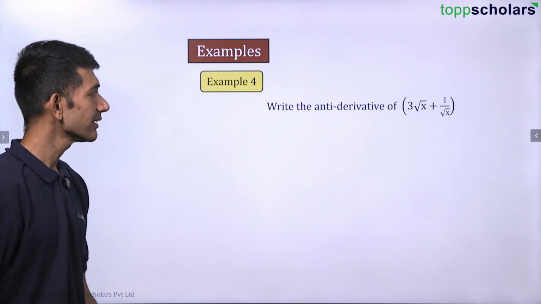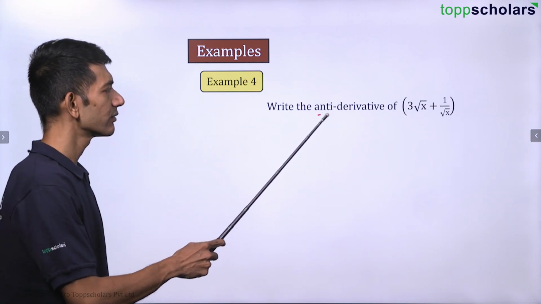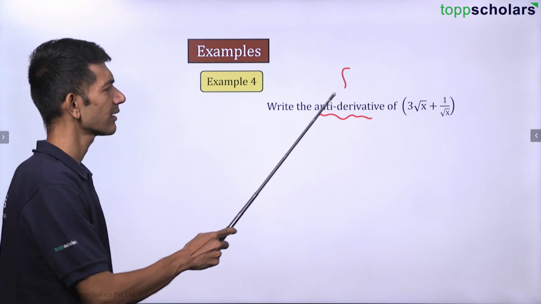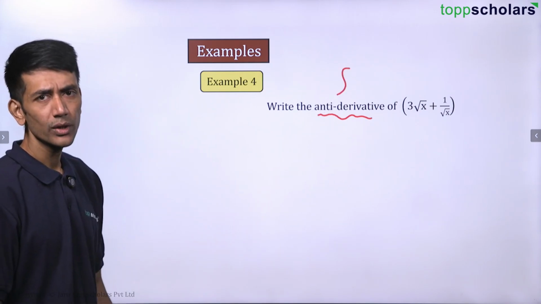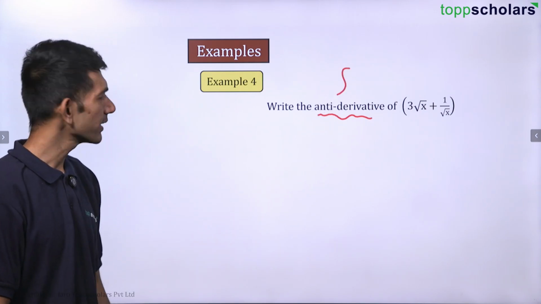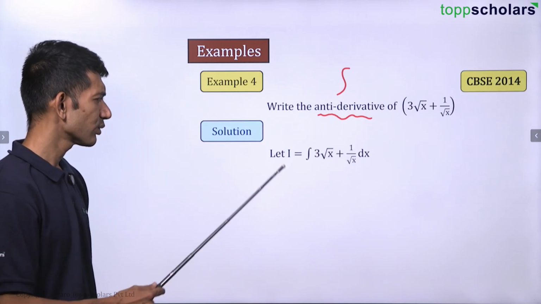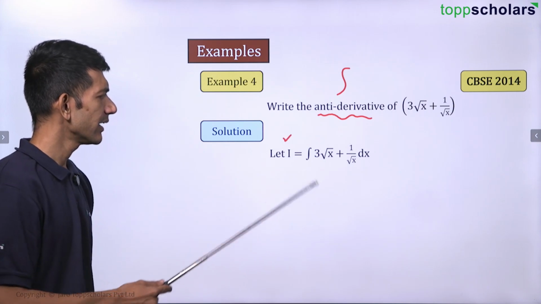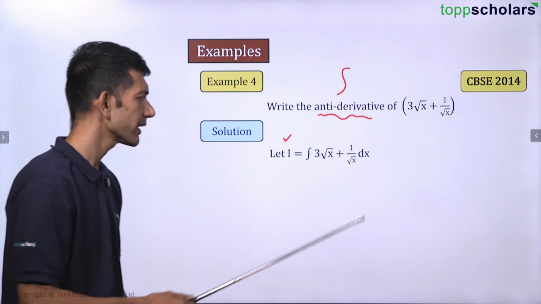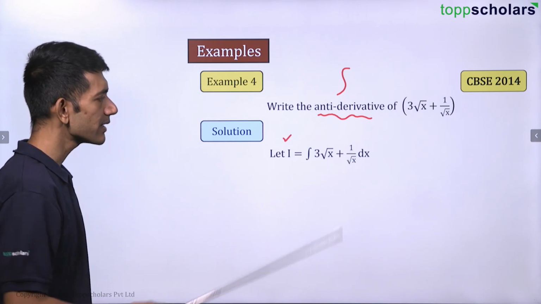Okay, the question says write the antiderivative of... same thing, write the integral of 3 root x plus 1 by root x. So let's move on to the solution. Let this be I, integration of 3 root x plus 1 by root x dx. So again, you can separate it, isn't it?